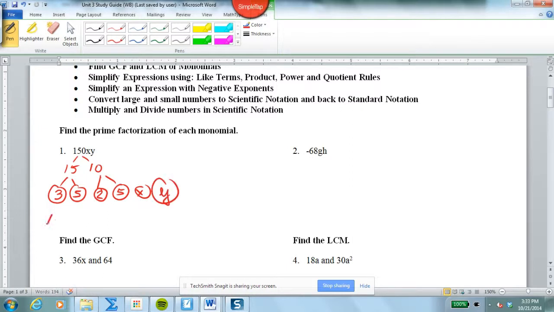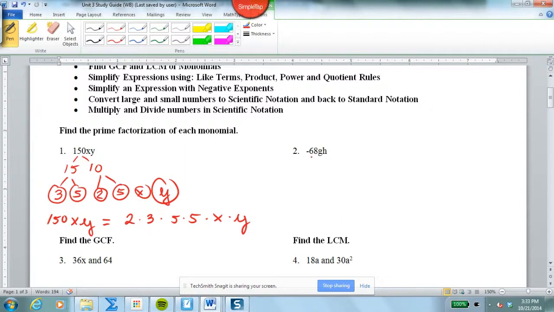So we have 150xy is equal to 2 times 3 times 5 times 5 times x times y. And that's its prime factorization. Those are all of the prime factors that make up 150xy.